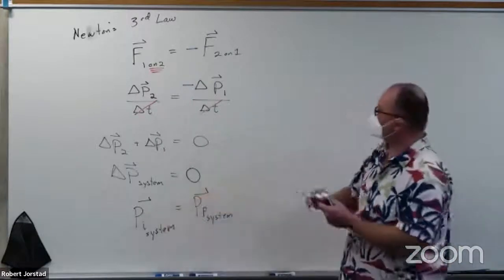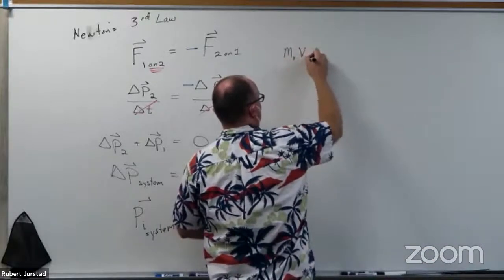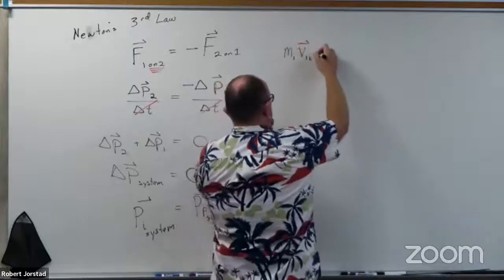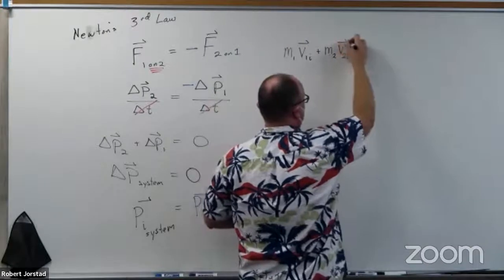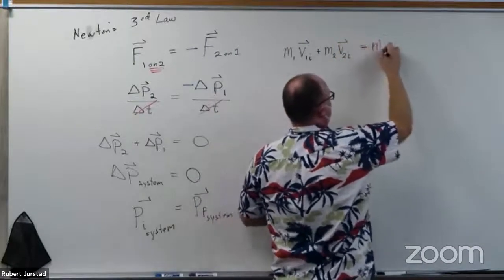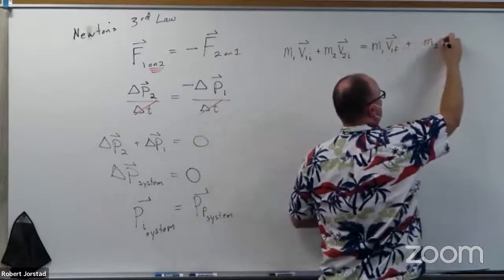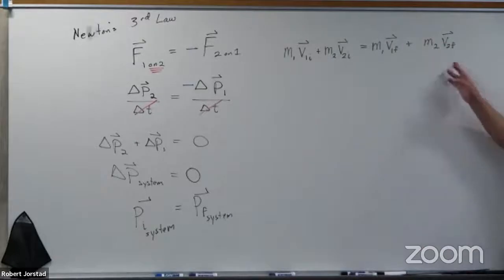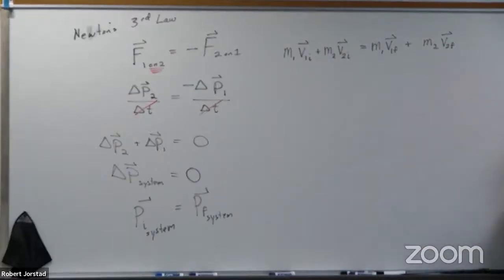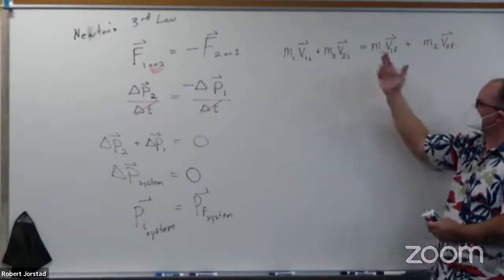I'm going to write out an equation for you here. Mass 1, velocity 1 initial vector plus mass 2, velocity 2 initial vector should equal mass 1 final plus mass 2 final. Take a second to absorb that. Do you agree with that? This is the initial momenta. These are the final momenta.